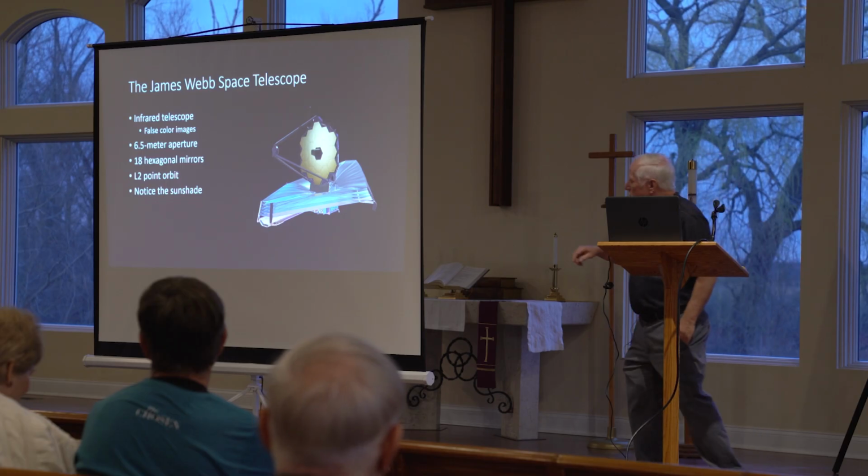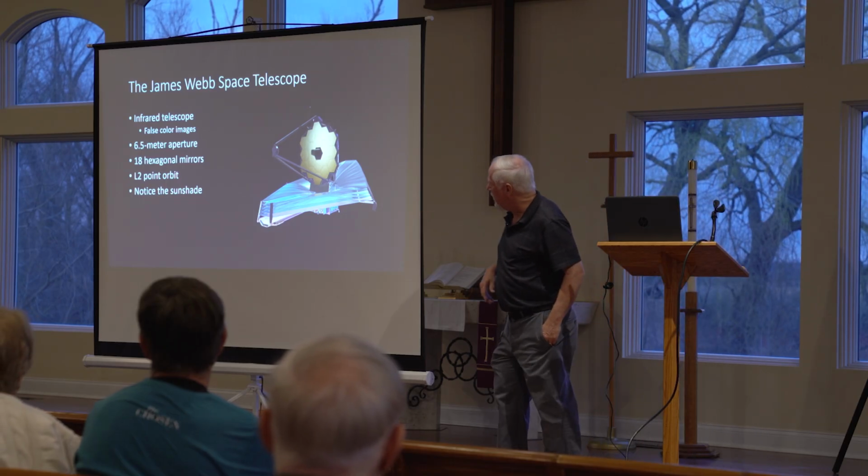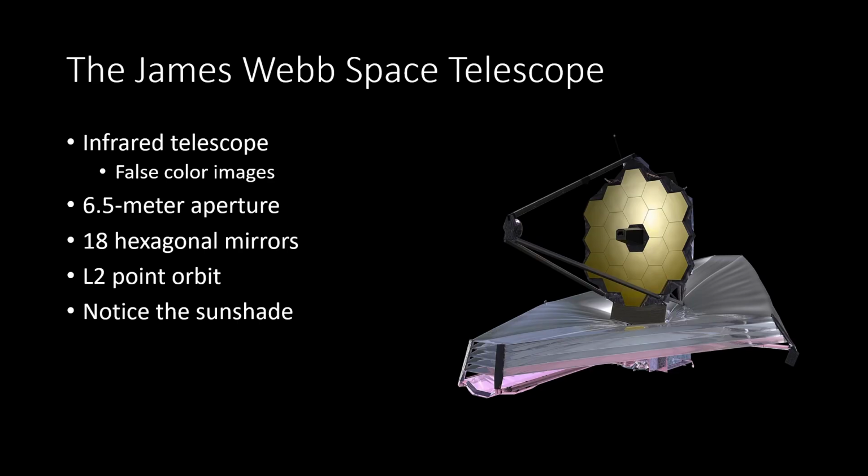Now, there's also a sunshade I just mentioned earlier. It's that big trampoline-like thing on the bottom side of it. It's got multiple layers, and that faces the Sun. The Sun would be below in this image, and so this thing is perpetually in shade. So why is that? Why the sunshade?